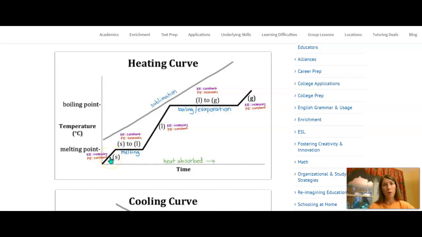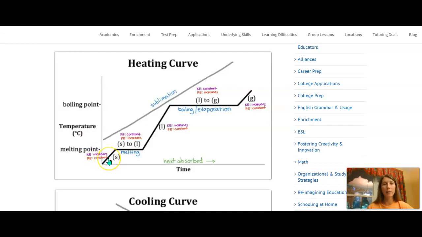So think about those particles in the solid. They're tightly packed together, moving slightly, vibrating in place. And then we're going to add heat energy to it, which is going to cause an increase in temperature. Heat and temperature are not the same thing. Temperature is a measurement of that heat energy.